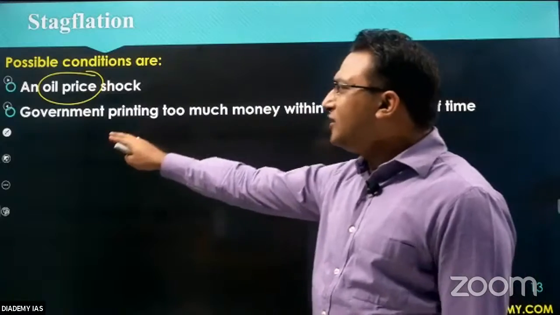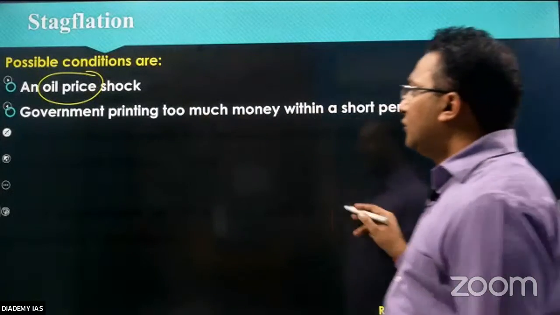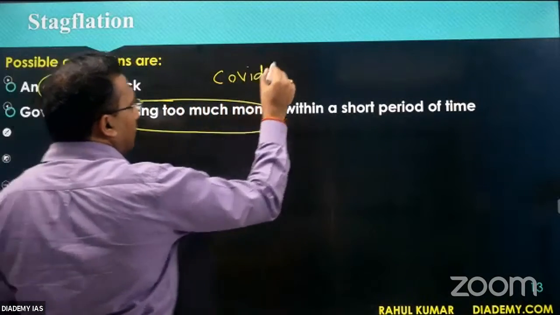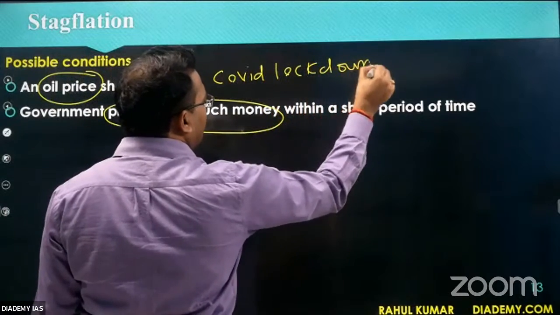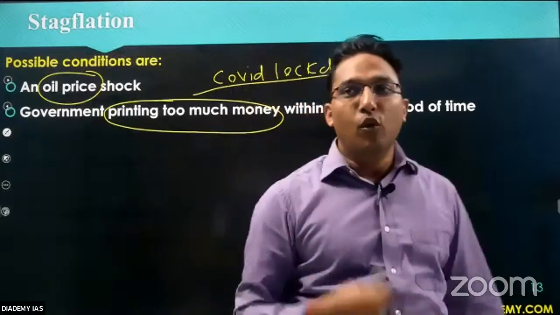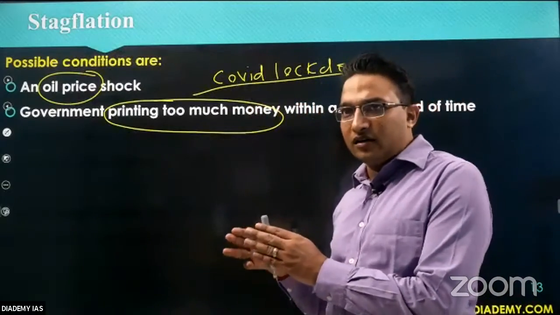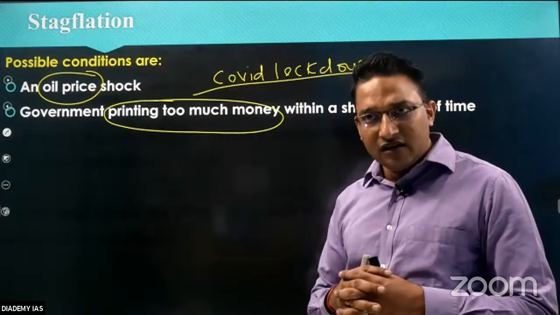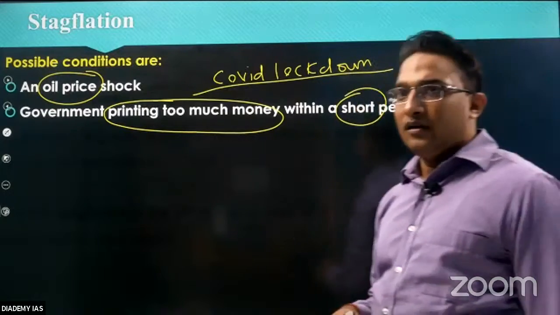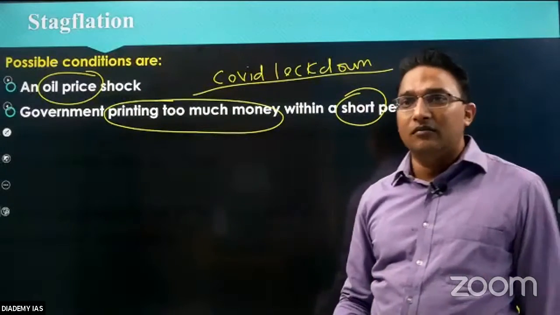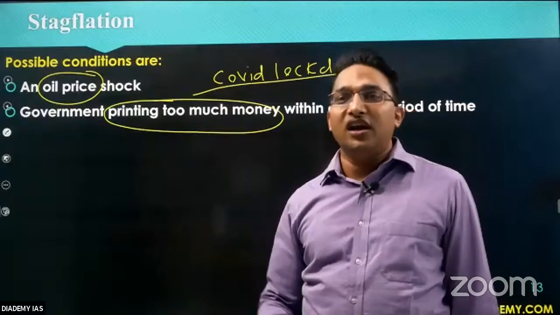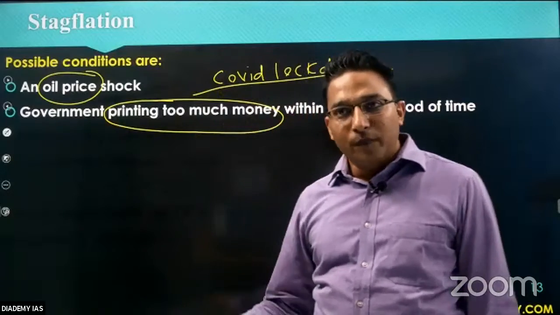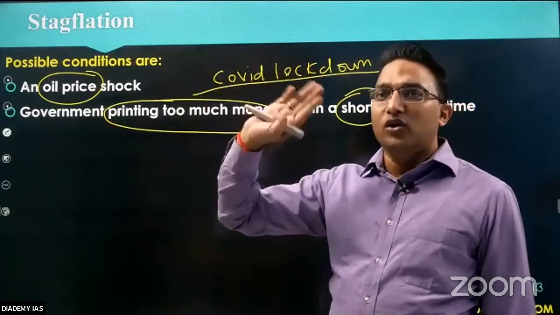Number two, the government is printing too much money within a short period of time. For example, in the COVID lockdown time, there was a shortage of money. So if the government prints more and more money, people will have more money in their pocket. They will demand more goods, right? But the production cannot increase suddenly. Short time में production increase नहीं हो सकती, right? Because increase in production takes time. It will take time to establish a new factory. But this printing of too much money in a short period will increase the prices suddenly. So prices will increase, but economic growth is not happening.